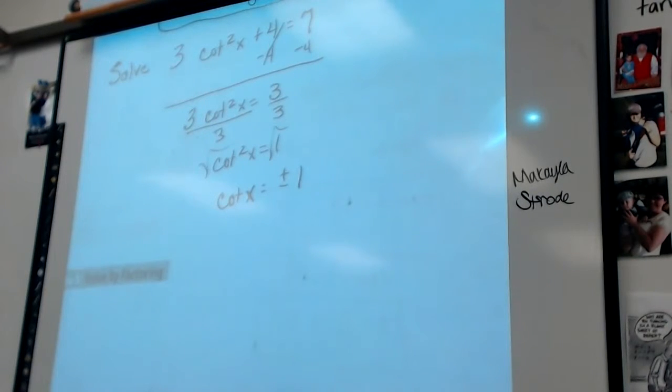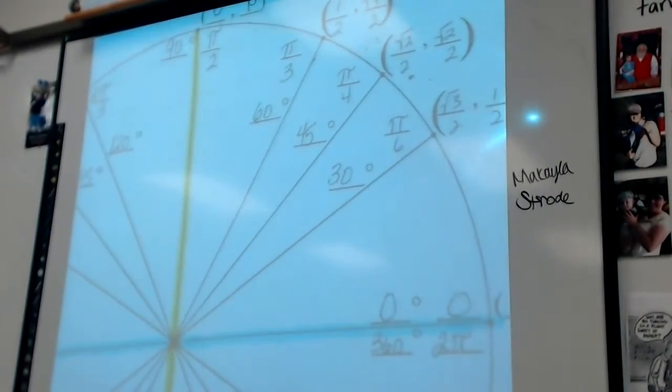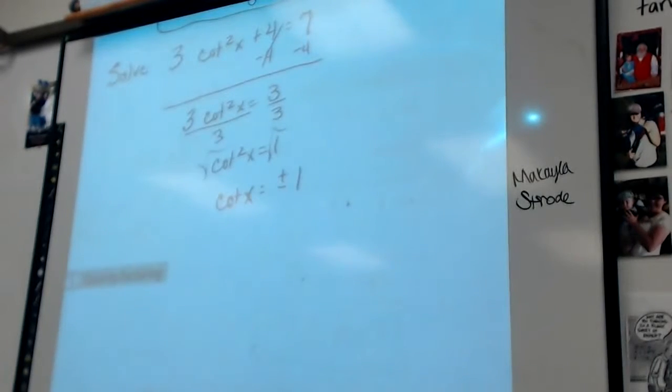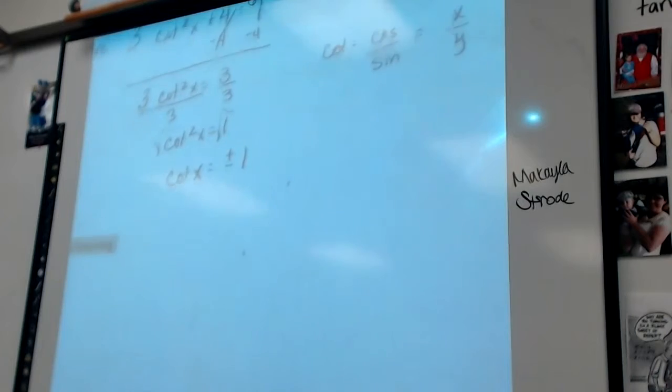All right, now, what is cotangent? What are we going to be looking for on this thing? Well, tangent was sine over cosine, right? So what's cotangent? Cosine over sine. Cosine is your x, sine is your y. So you're looking for x divided by y is 1 or negative 1.